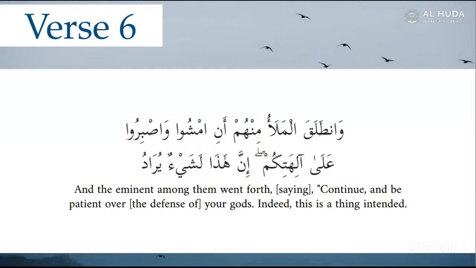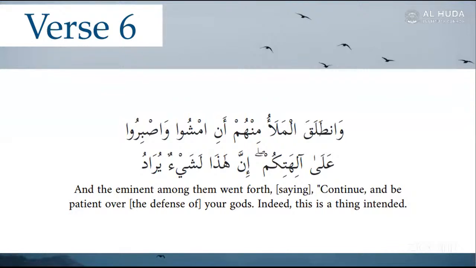Inna hadha la shay'un yurad. Indeed, this, meaning this message of Tawheed that is being promoted by this messenger, is a thing intended. Yurad from irada. And yurad is fi'l majhul, passive form, right? To show the enormity of what is intended. Irada means intention. So it is a thing, yurad meaning planned, designed, intended, aimed at.